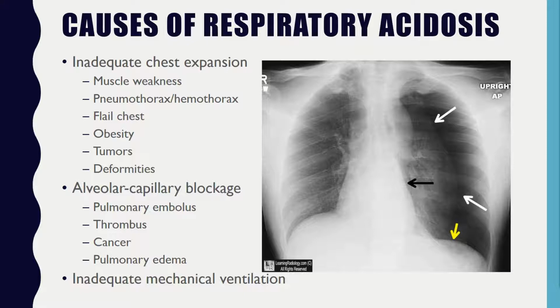In chronic respiratory acidosis, the PaCO2 increases over time and it remains elevated. The kidneys do retain bicarbonate, which increases the bicarbonate levels, and the pH often remains close to the normal range because of this adequate metabolic compensation.